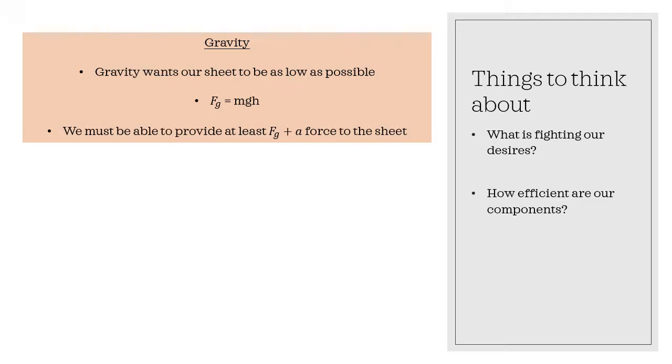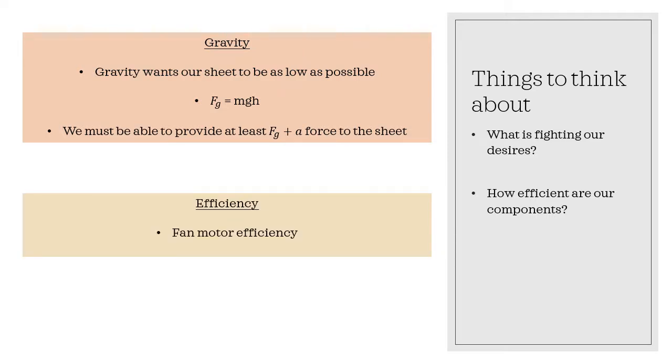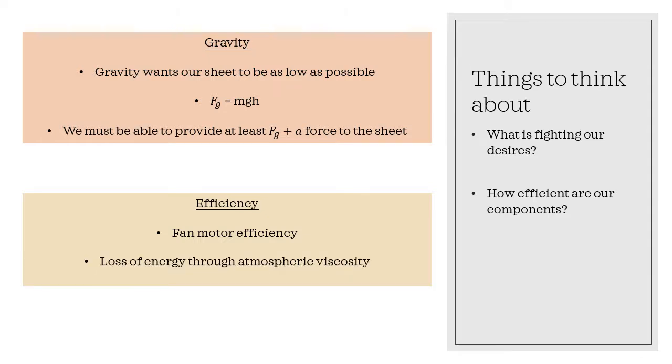Then, how efficient are our components? What I mean by that is things like the fan motor efficiency. If we provide 15 joules of energy based on the current and the voltage to the fan, how much of that actually gets converted into lifting power to the sheet? How much energy is lost through atmospheric viscosity? And viscosity is a measure of how much a fluid wants to change the direction of force applied to it, more or less. So basically, if you push in a straight line on air, how much of it goes sideways instead of straight? Now, if it's a lot of stuff that wants to go sideways instead of up, then we lose a lot of energy from the air particles going sideways instead of straight up like we want them to.